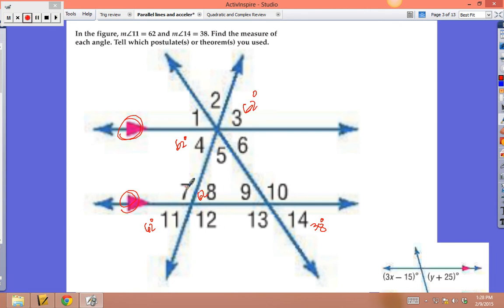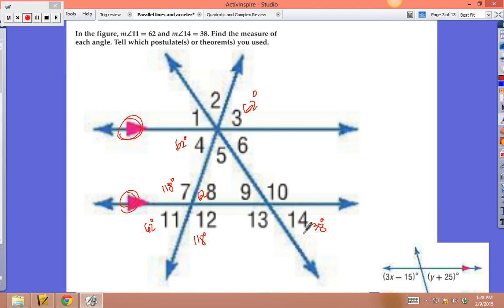Okay, now 7 and 11, those are supplementary. So if you do 180 minus 62, that's going to be 118 degrees, and then 12 has got to be 118 because that's a vertical pair. Corresponding with 7 is actually 1 and 2, so I can't really get that.